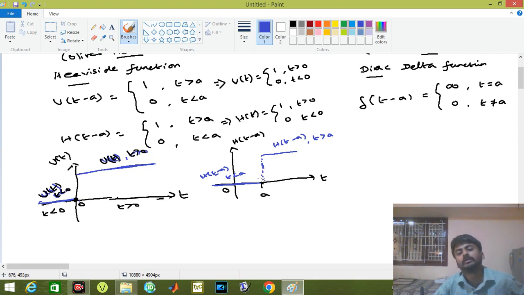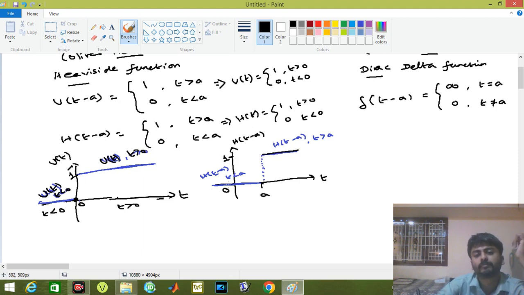I have mentioned it in dotted lines. See, both u of t minus a and h of t minus a are the same. Here the value is 1, here the value is 1. That is why I have plotted it here.